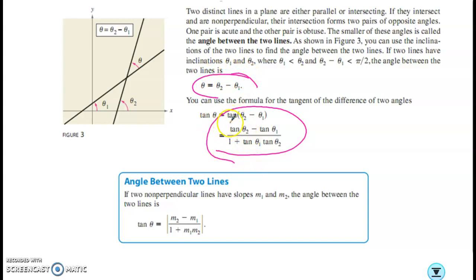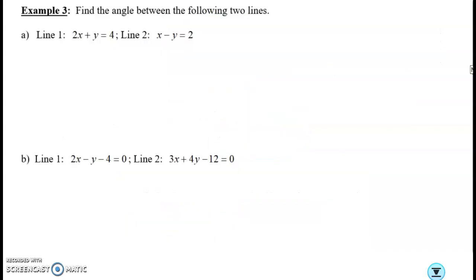All they're doing is taking the tangent of two angles, subtracting them, and using the formula. And then, since we know that the tangent is equal to the slope, they substituted the slopes in here. So that's going to be our formula to find the angle between two lines. In our next set of examples, they give us two lines, and for line 1, the slope is the opposite of A over B. So that's -2. And for line 2, the slope is the opposite of A over B, so that's going to be 1.